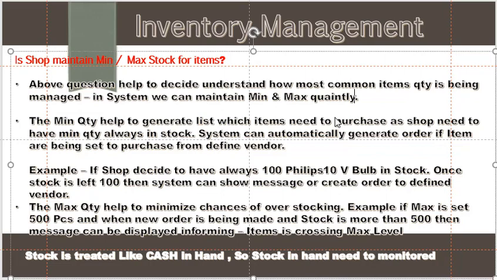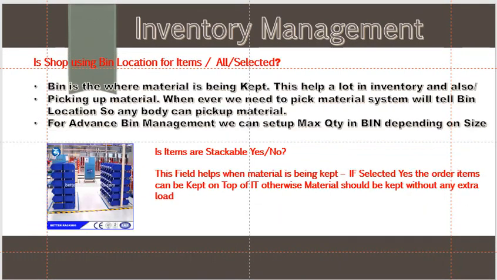The same thing applies for the max quantity. The max quantity is basically to manage overstocking, so you should not purchase more than your defined stock. Take the example of the Philips bulb, you don't want to keep more than 500 pieces of bulbs in your shop. So if by mistake somebody makes a purchase order, the system will alert, no you can't, because there is a maximum quantity limit you are crossing. So the min and max also play a very important role when you are setting up inventory.